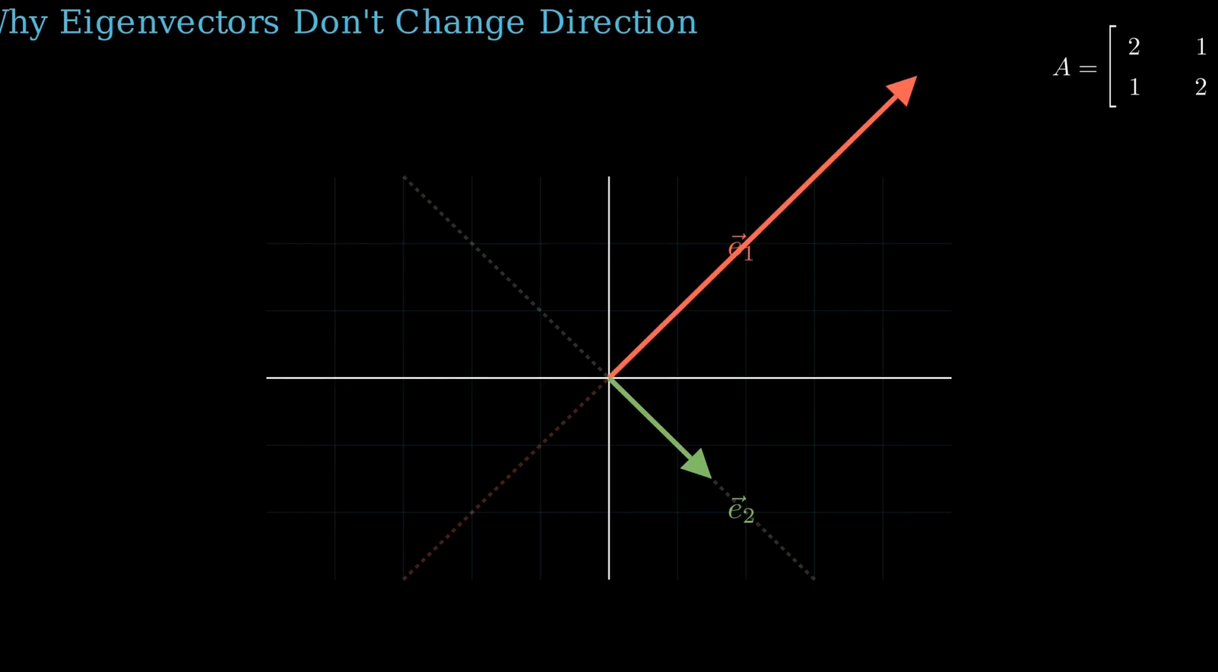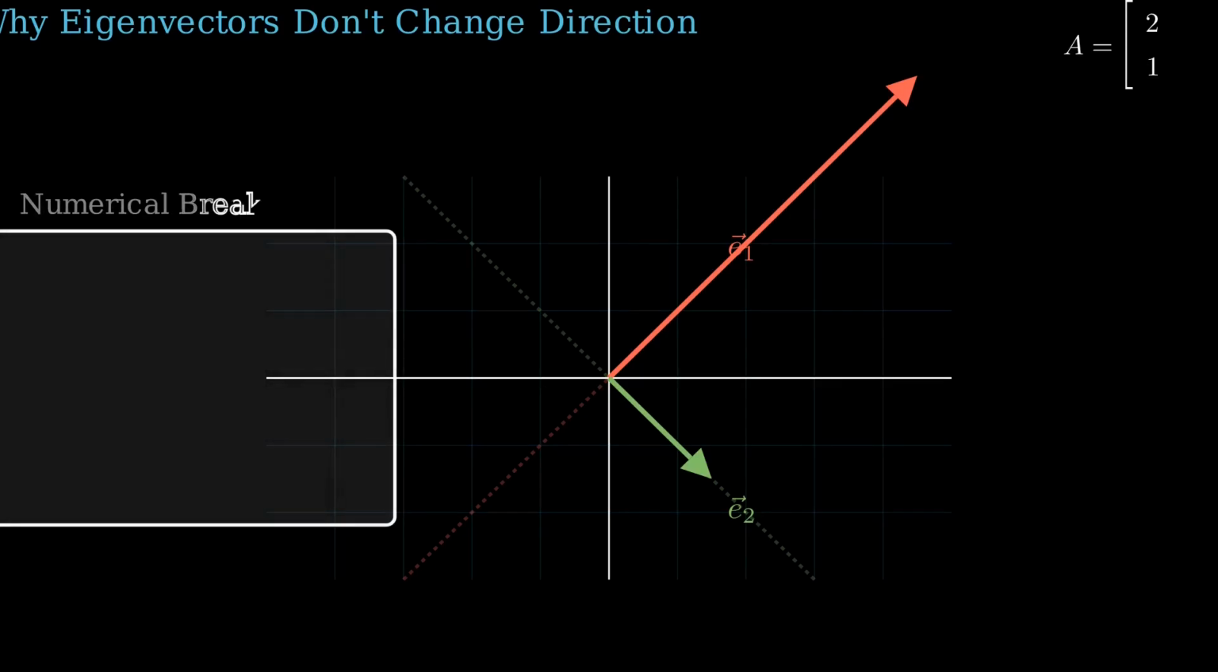This is the key insight. The eigenvectors only get stretched or compressed, but they stay on the exact same line. The red eigenvector gets stretched by a factor of 3, and the green one stays the same length. But crucially, neither one rotates to a new direction.